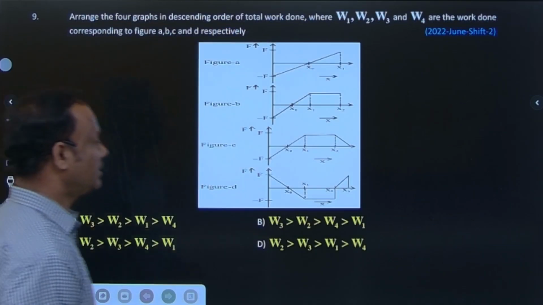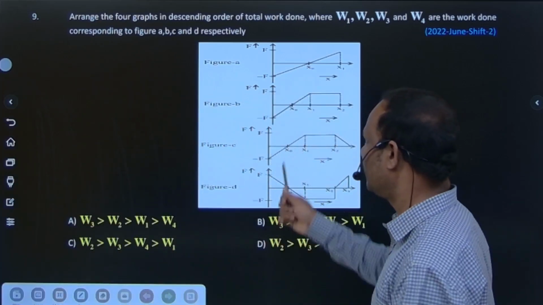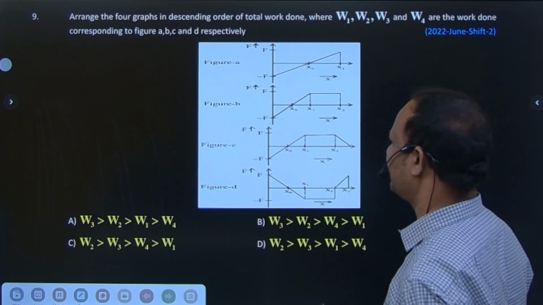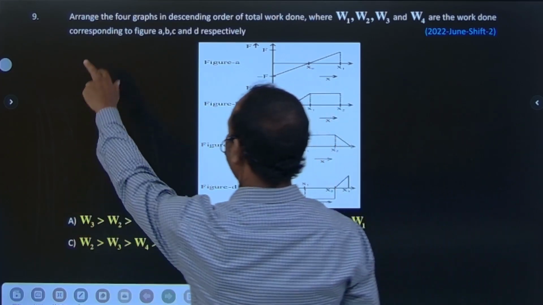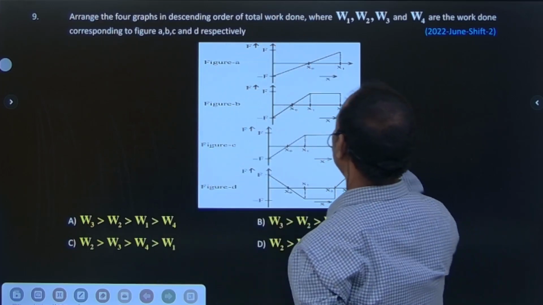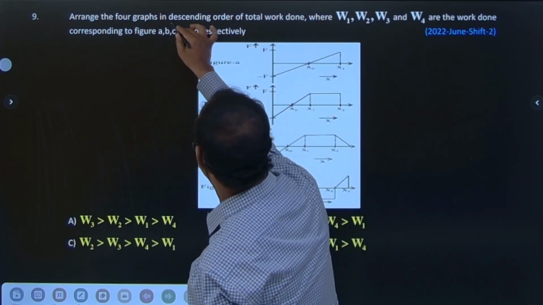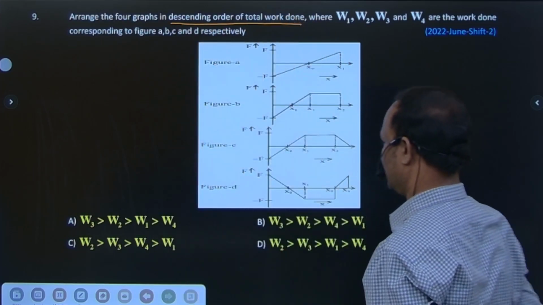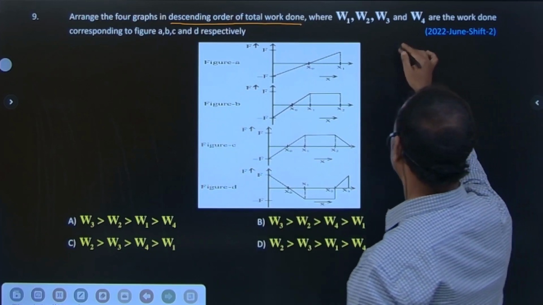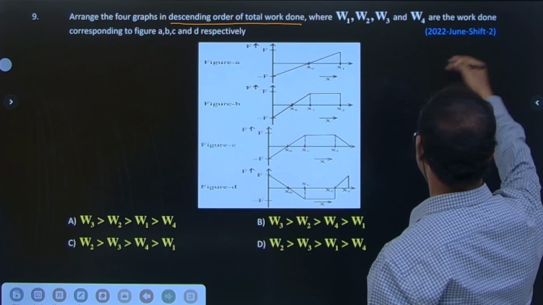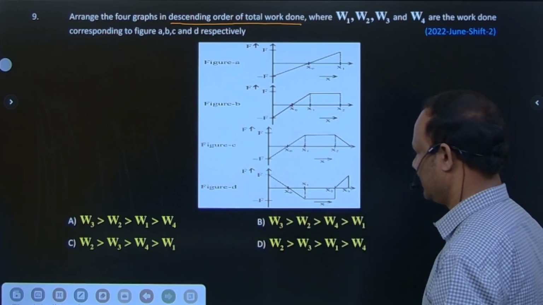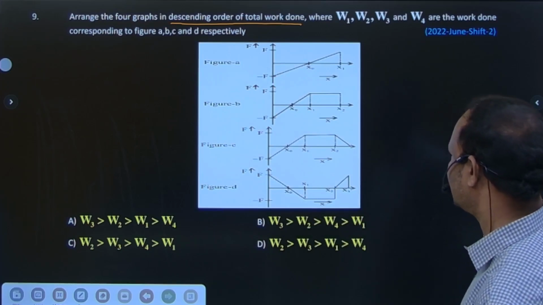So here is the question. The question is based on force versus distance, where the area under the F-s graph is work done. The area of 4 graphs in descending order of total work done, higher to lower. W1, W2, W3 and W4 are the work done corresponding to the given figures A, B, C, D. In descending order, which is greater?